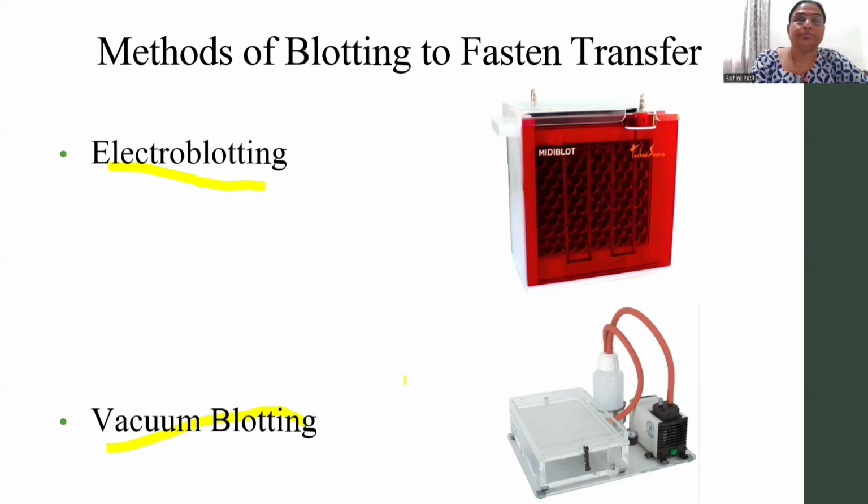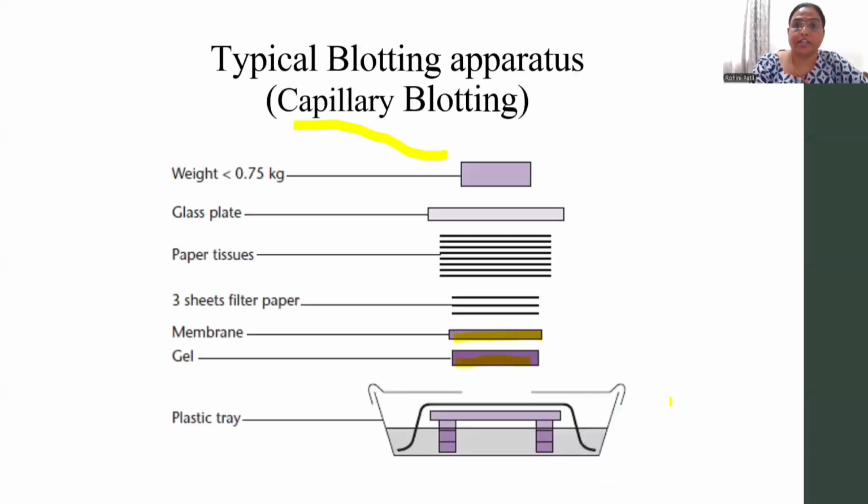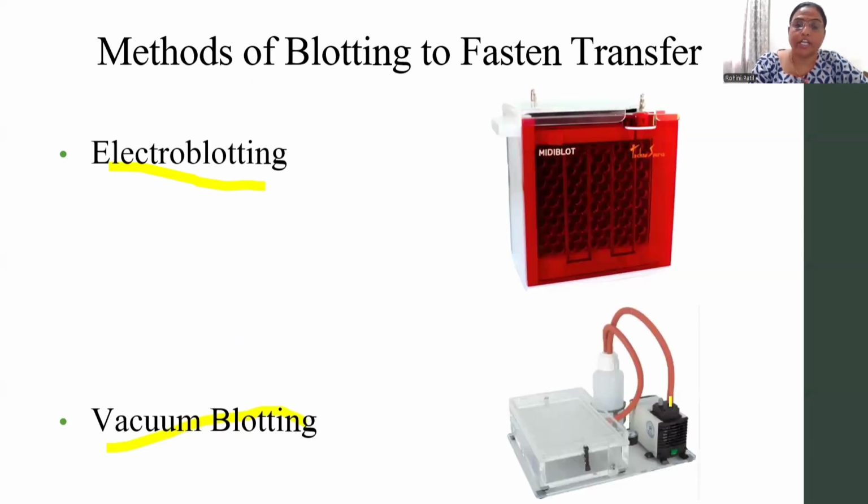This procedure requires around 1.5 to 2 hours, so it is faster than the capillary apparatus. Now in vacuum blotting, a vacuum is created, and due to that vacuum there is a transfer of the DNA over the nylon membrane or the nitrocellulose membrane, and the blotting is done. So there are three methods for the blotting. First is capillary blotting, second is electroblotting, third is vacuum blotting.